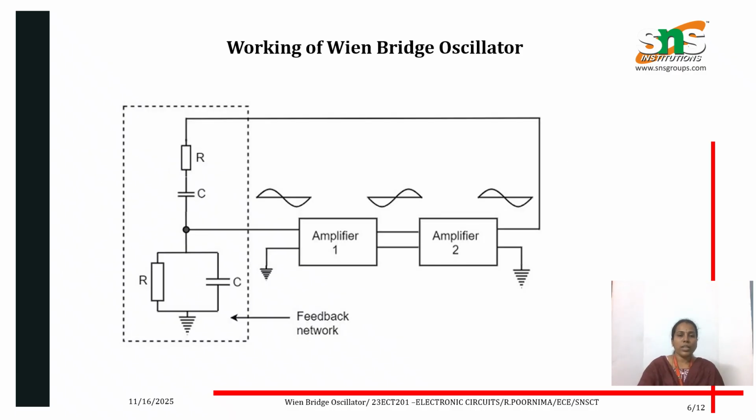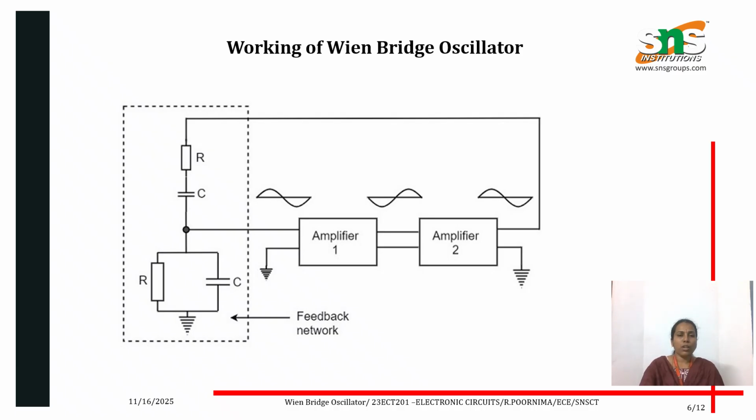And here we can see the working of Wien Bridge in the waveform format. The first is the feedback network, and then the first amplifier and also the second amplifier. The output of the first amplifier has a 180 degree phase shift, and again the second amplifier output also has a 180 degree phase shift. The total phase shift is 360 degrees. So the RC network does not provide any phase shift.